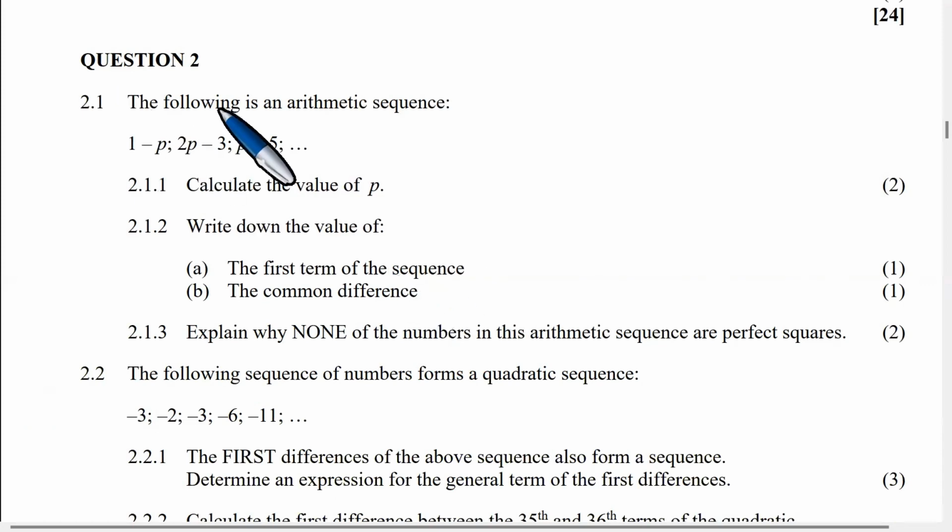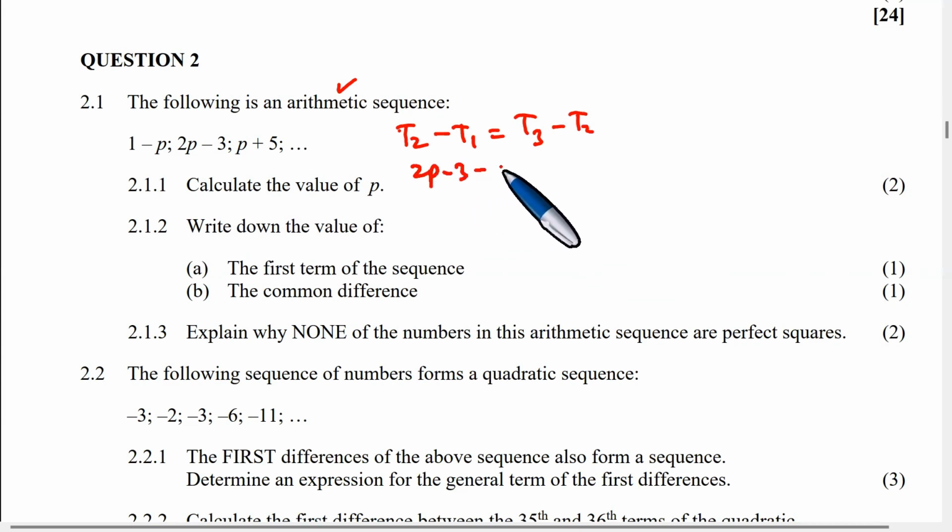Right, the following is an arithmetic sequence and we are to calculate the value of p. They have told us it's arithmetic, meaning there's a common difference. The common difference is obtained as follows: the second term minus the first term must equal the third term minus the second term. What is the second term? It's 2p minus 3 minus 1 minus p. Term 3 is p plus 5. Term 2, 2p minus 3.